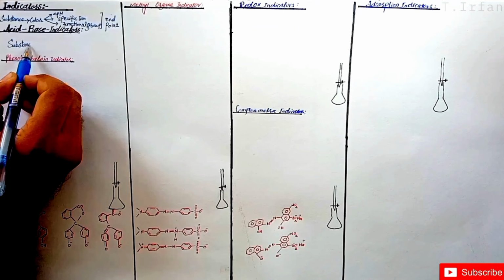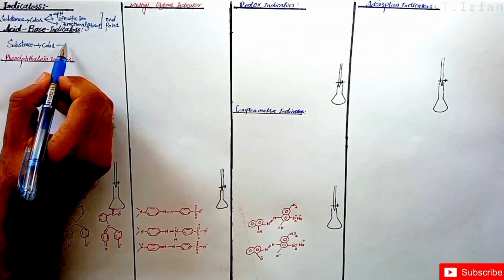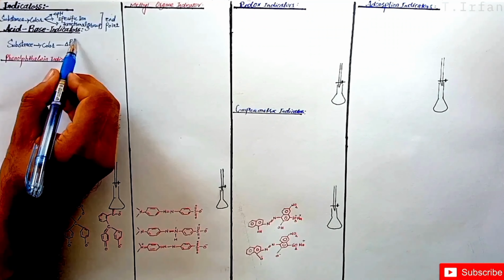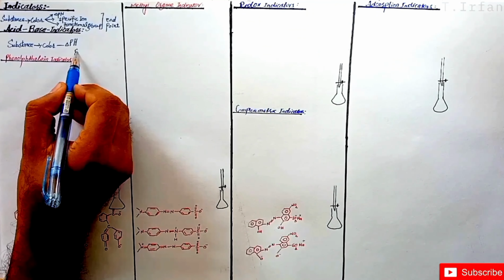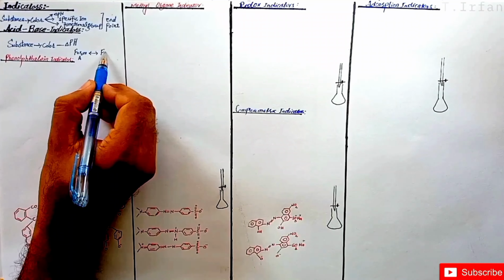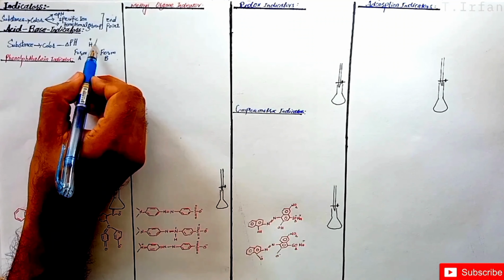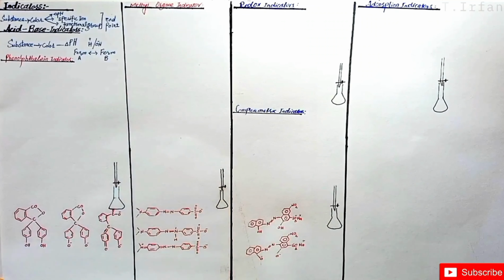There are different types of indicators, in which one is the acid-base indicators. Acid-base indicators are those substances which are weak acids or weak bases. These substances change their color when the aqueous medium changes its pH. In fact, acid-base indicators have two forms and the colors of these two forms are different. One exists in acidic medium and the other exists in basic medium.